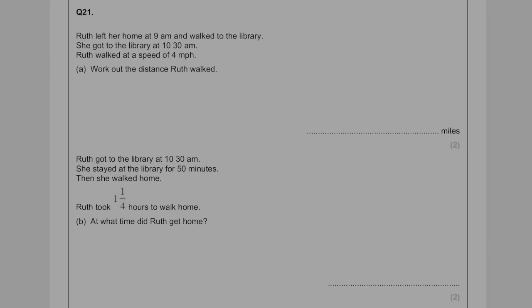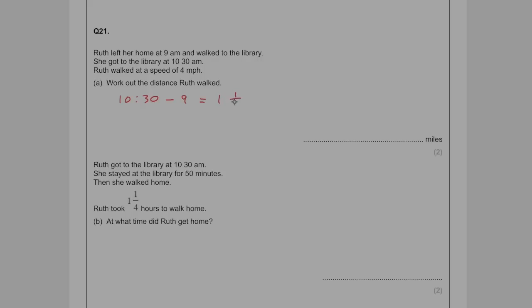Okay, 21. Ruth left her home at 9 a.m. and walked to the library. She got to the library at 10:30 a.m. Ruth walked at a speed of 4 miles per hour. Work out the distance that Ruth walked. So let's do it this way. The time difference between 10:30 and 9 a.m. is 1 hour and a half, or I'm going to go 1.5. So walking at a speed of, in 1 hour we're covering 4 miles. So in 1.5 hours, we would cover 6 miles.